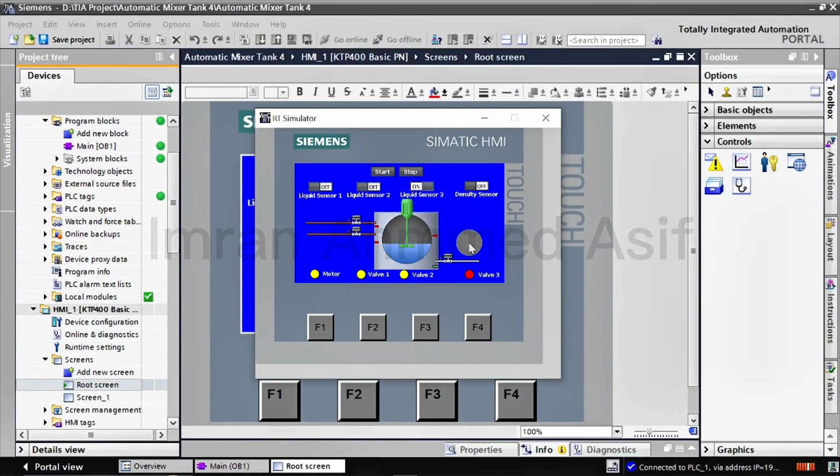Step 3. Control of valve 1 and valve 2. As the water level increases further, when the water level crosses liquid sensor 1, valve 1 closes. When the water level crosses liquid sensor 2, valve 2 also closes. This allows precise control of water intake.